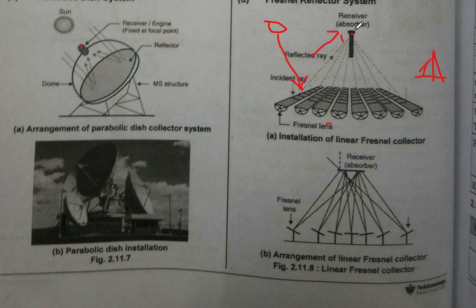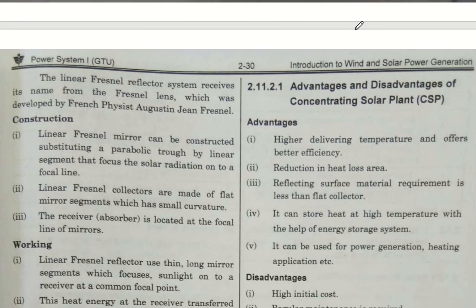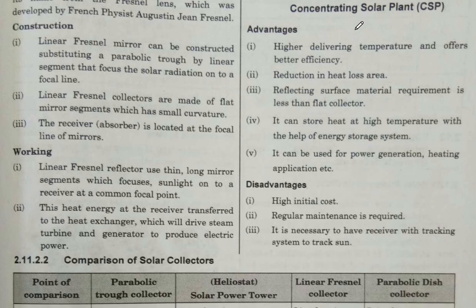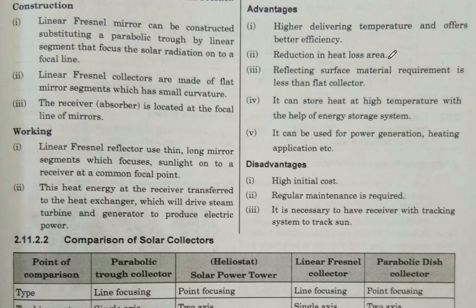Now coming towards the advantages of CSP, concentrating solar plants. So firstly, high delivering temperature, and the efficiency is quite good. The heat loss area becomes smaller. Then the reflecting surface material requirement is less than a flat collector. Okay, in a flat collector you need a lot of surface. So the surface material requirement is very less, and it can store heat energy at high temperature with the help of an energy storage system, which was not the case previously, right?